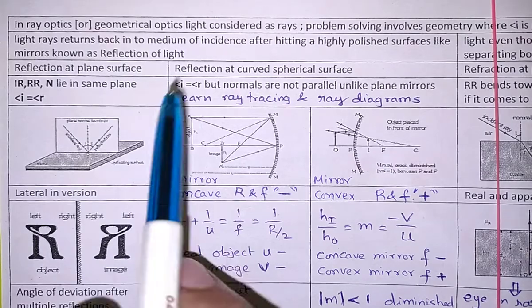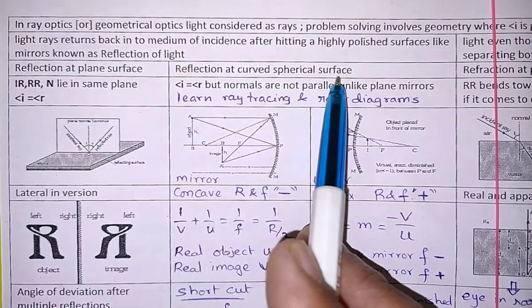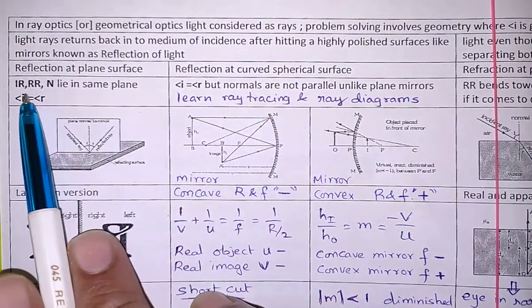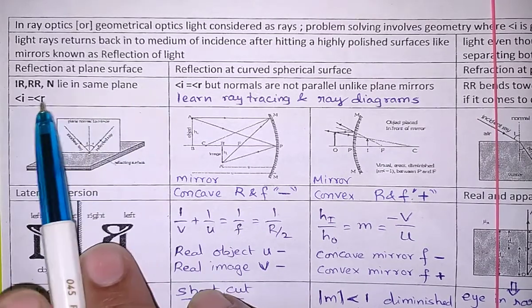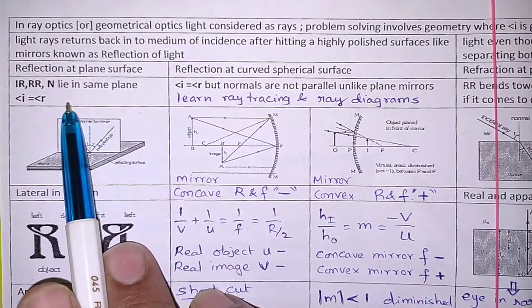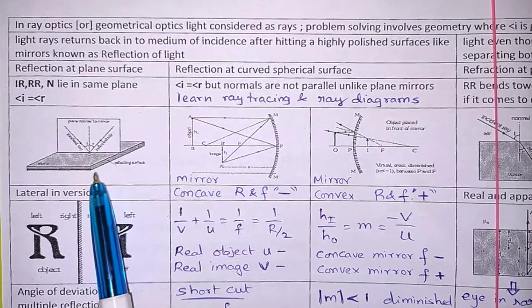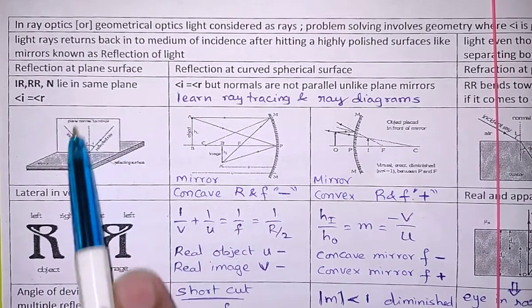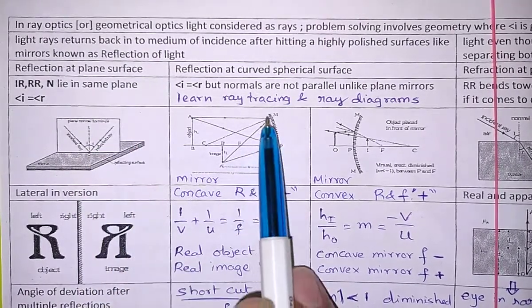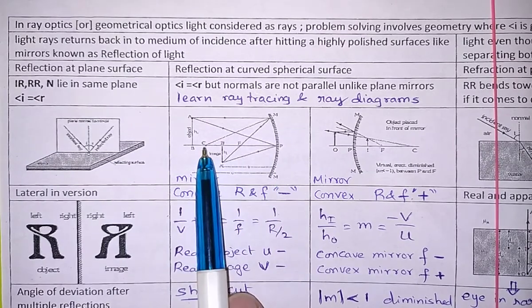Now we focus our attention on reflection at curved surfaces. The law, that the incident ray, reflected ray, and normal lie in the same plane, and angle i is equal to angle r, will not change. But in the case of flat mirrors, plane mirrors, all normals will be parallel. Here all normals will intersect at a point, and that point we call the center of curvature.